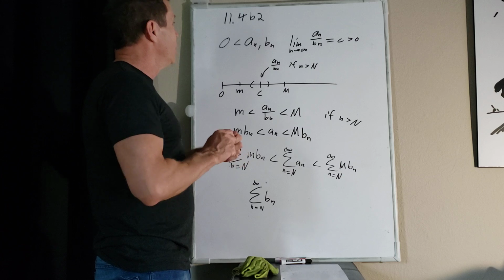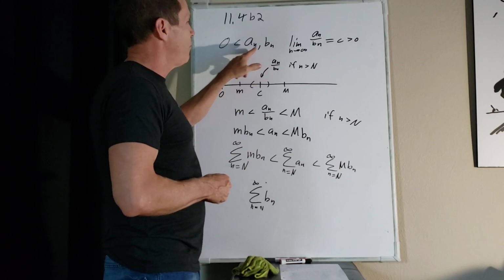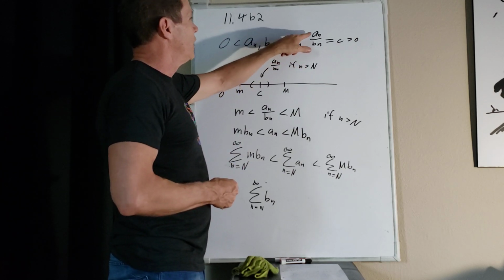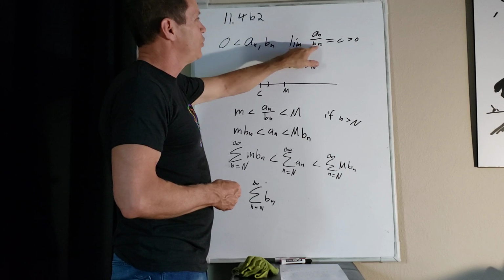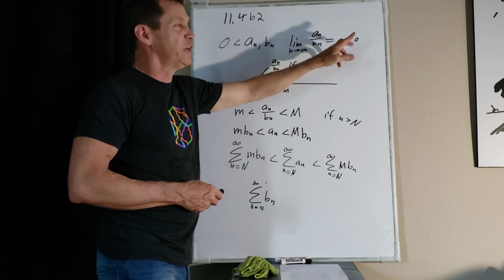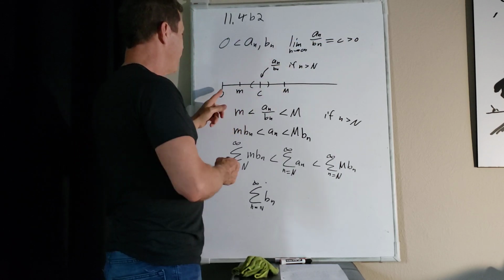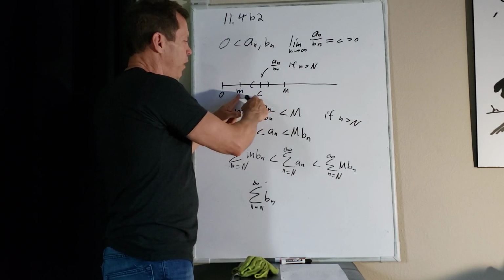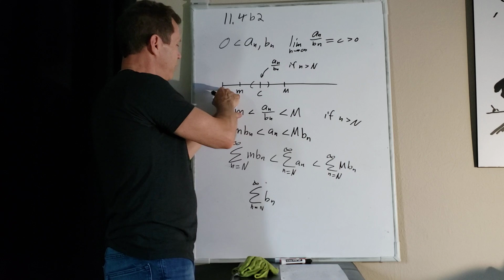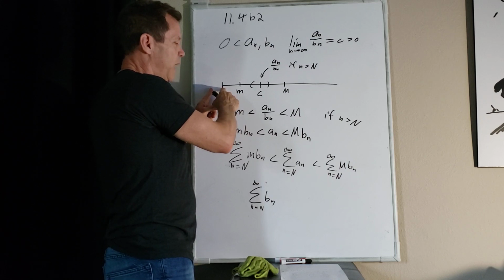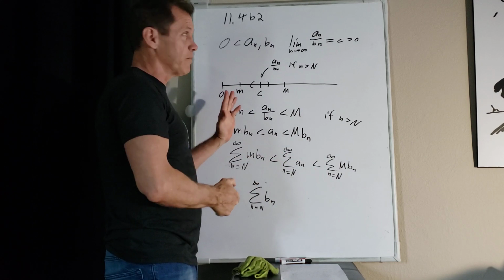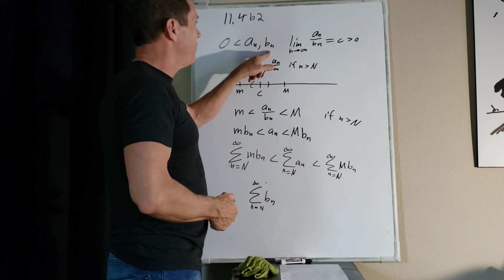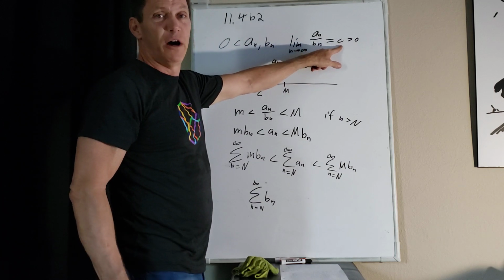So if you've got two sequences, both of them positive, if you divide the two and take the limit, it goes to a number bigger than zero. Bigger than zero is important. If it wasn't bigger than zero, then I couldn't get little m and big M on both sides of C. If C was zero, I can't get a positive number over here, and it screws up the inequality. So both these guys have to be positive and the limit has to go to a positive number.